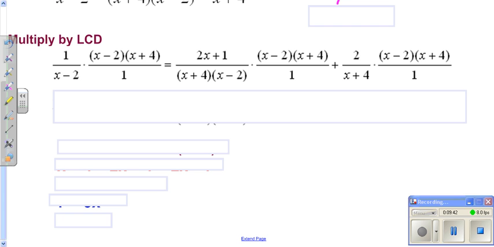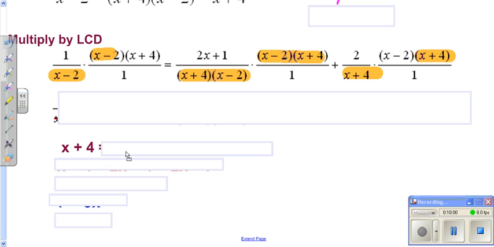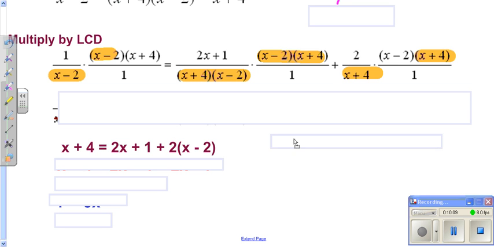Then we want to simplify. You'll notice these drop out because they're the same top and bottom. And once again, all our denominators drop out. And that should always happen if you're doing it correctly. So here you're left with just your x plus 4. Your equals, you're only left with your 2x plus 1. And then you're left with your 2 times your parentheses of an x minus 2. Get rid of your parentheses by distributing through your 2.